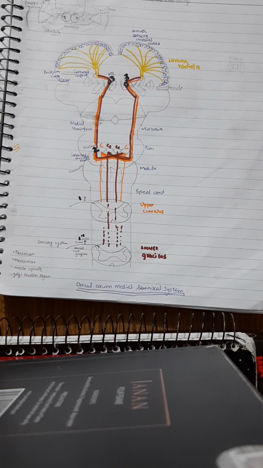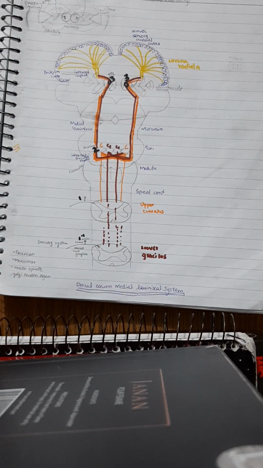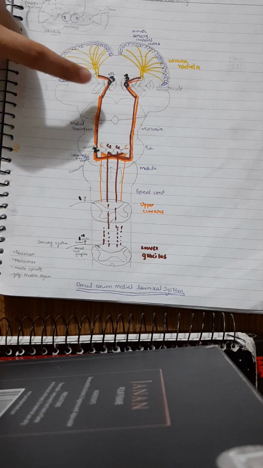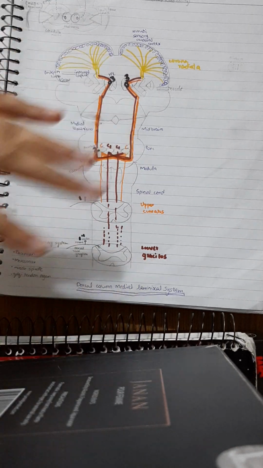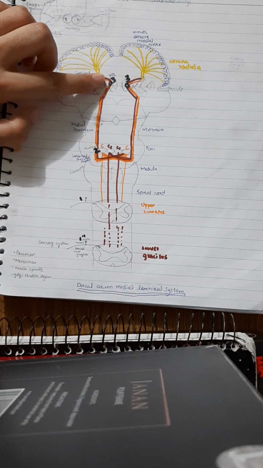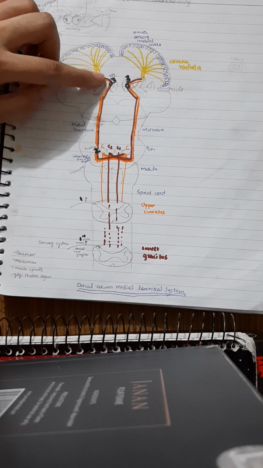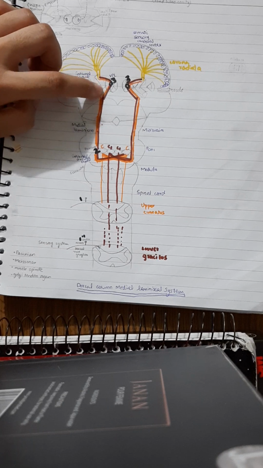Before the cortex there is the thalamus, and the thalamus also has many nuclei, so they go to your VPL. What does VPL mean? VPL is the ventro-posterior-lateral nucleus. This is where second order neurons end and your third order neurons start. So they enter the VPL, which is the nucleus present in the thalamus.